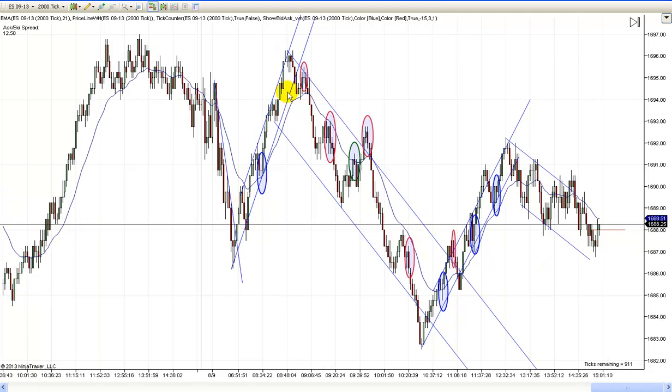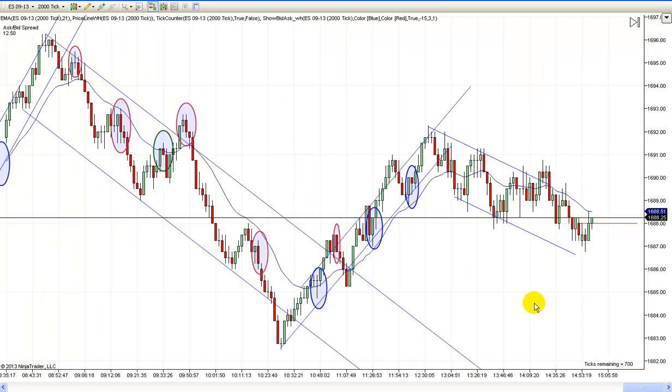But that's why I draw these trend channels and these trend lines. And these are fairly easy to find channels that you should be able to see. So they're not real difficult to find. But let's back out and talk about the trades.